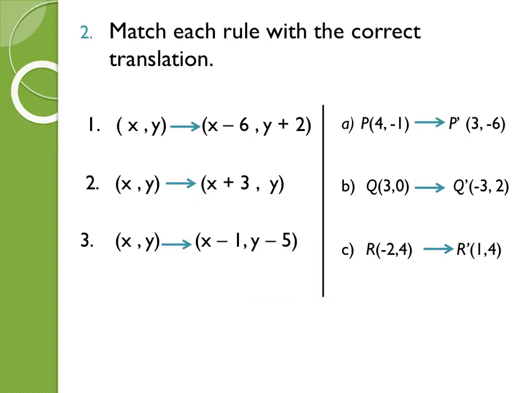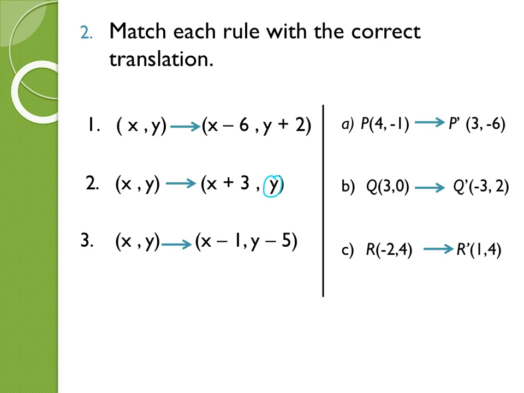Match each rule with the correct translation. So, number 1, X minus 6 and Y plus 2. Number 2, X plus 3 and Y. This means that the Y stays the same. The Y coordinate does not change, does not go up or down. And then 3, X minus 1 and Y minus 5.